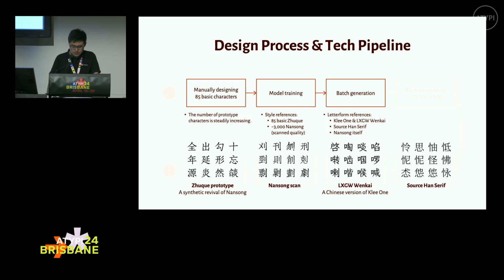During the batch generation step, we need to tell the model at least the basic letter forms of what we want to generate. So here we employ 3 letter form references as the dataset for the model to infer on. 落峡谷文楷 derived from Fontworks Klee One, Source Han Sans and Source Sans Serif, and also Nansong itself. In some sense, Zhuque is a project that benefited from open fonts and has come back to open fonts.